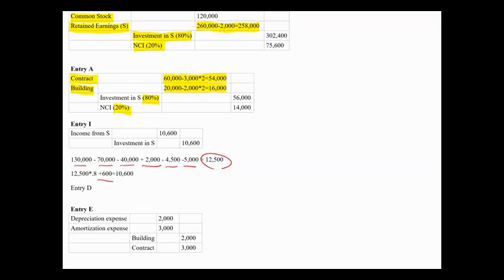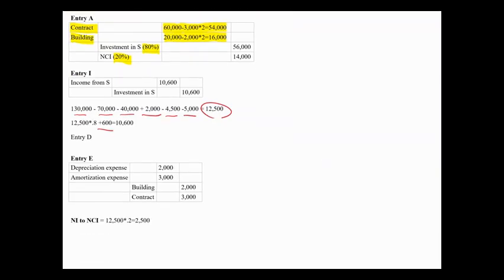That's for entry I. And because there's no dividend, there's no entry D. And entry E is to recognize the excess annual amortization and depreciation related to the buildings and the contract. And then the last question is what's going to be the net income to non-controlling interest, and that should equal 20% of the adjusted income from subsidiary company. That is, we get 2,500.